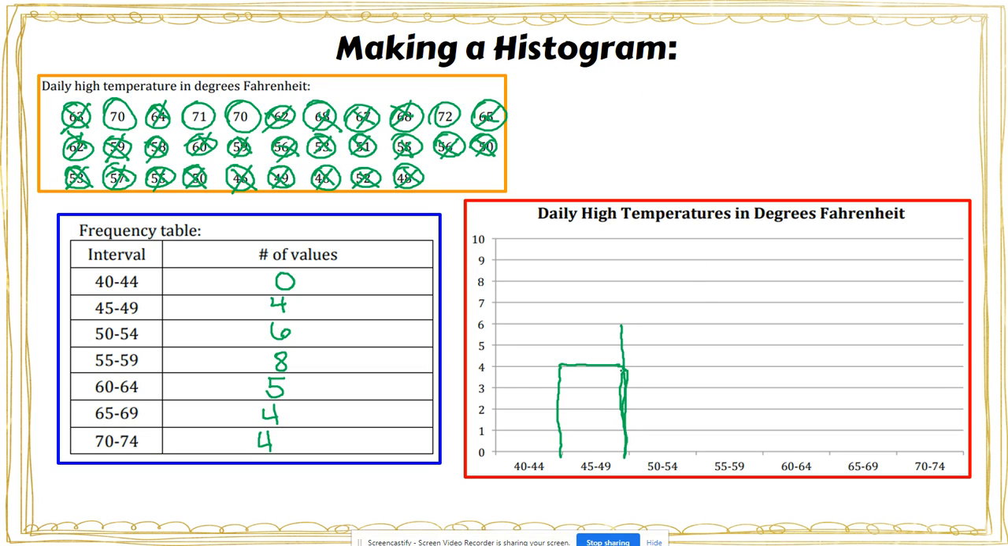Now these bars should be touching because my intervals are right next to each other, and I try to make them equally wide. For 55 to 59, that number should be 8. So I'm going to come over here and make a bar that goes up to 8. For 60 to 64, that number is 5, so I make a bar that goes to 5. For 65 to 69, that number is 4, so I make a bar that goes to 4. And for 70 to 74, that number is also 4, so I make another bar that goes to 4.